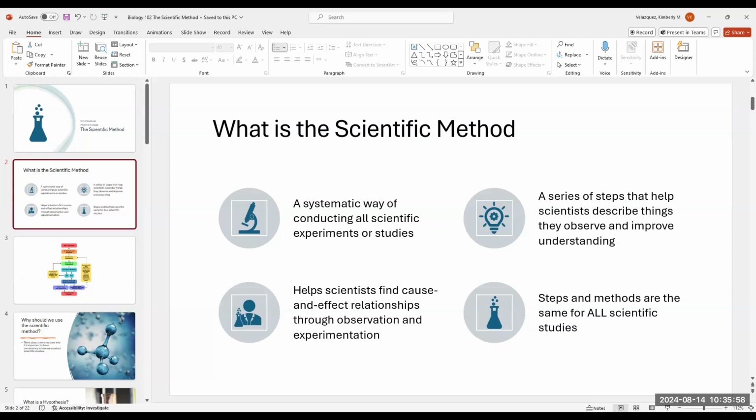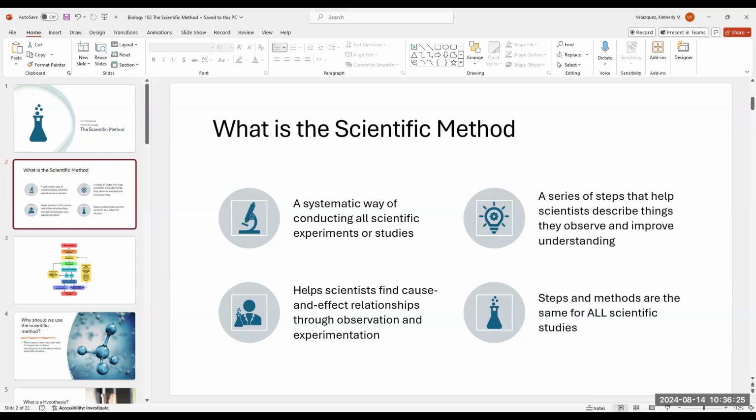And as a scientist, I find this very reassuring to know that all scientists, whether they're in psychology, cell biology, physics, chemistry, everyone is conducting research in a uniform manner, following a uniform established set of steps. These steps are the same for all scientific studies, regardless of the discipline.